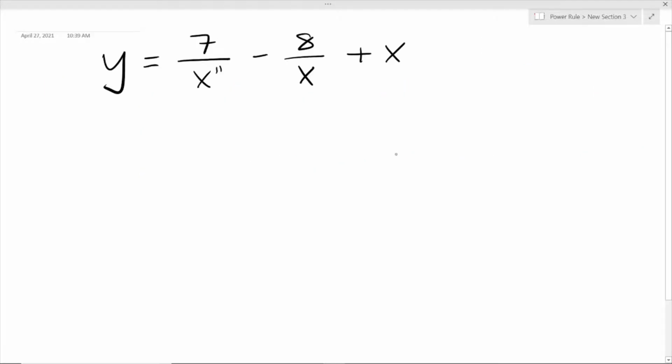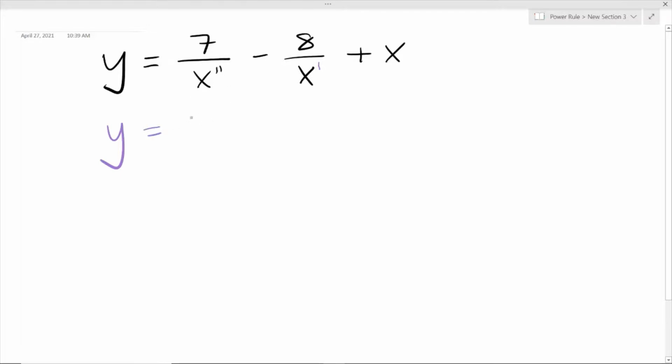So now say we have a question that looks something like this, and we are trying to find the derivative. So to find the derivative, first of all, let's recognize that these are negative exponents. This is x to the exponent of 1 in the denominator. So we are going to rewrite this before we find a derivative. It will make it easier.